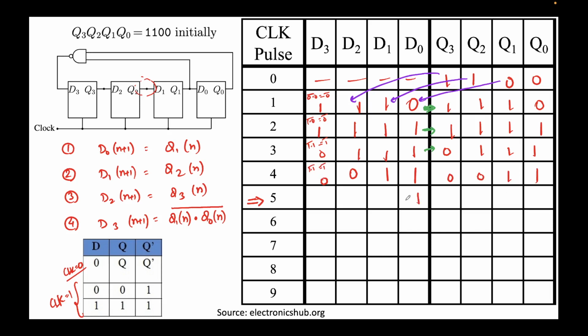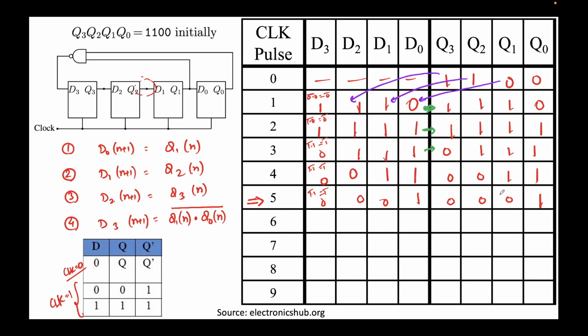Again, these values will populate over here. This will come here, this will come here, this will come here, and this will be again 1.1 whole bar, which is 1 bar, which is 0. This will again get passed on when the clock comes, so 0 0 0 1. That's the value we get, 0 0 0 1, after the 5th clock pulse.